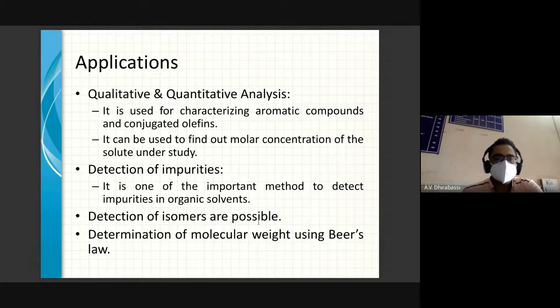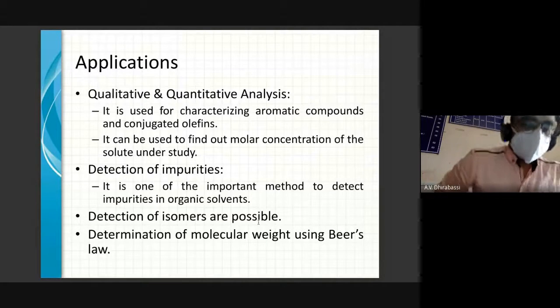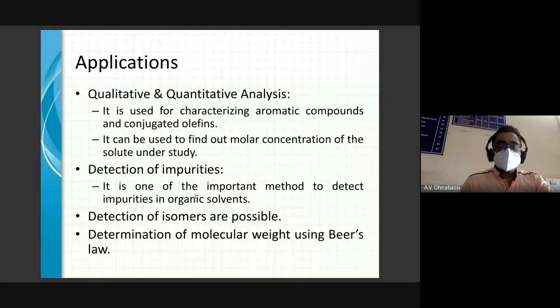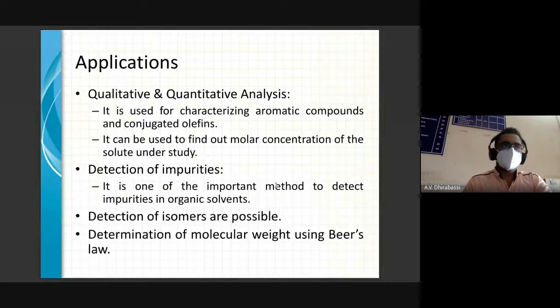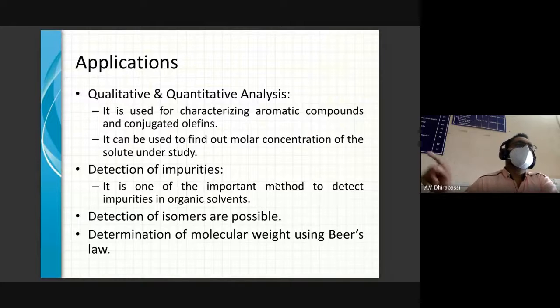Okay. So, determination of impurities. It is one of the important methods to detect impurities in organic solvents. If there is any impurity, we can identify it by this type of spectroscopy. Detection of isomers is possible. If there are cis isomers or trans isomers, detection takes place because they absorb at different wavelengths. Trans and cis isomers show two different peaks.